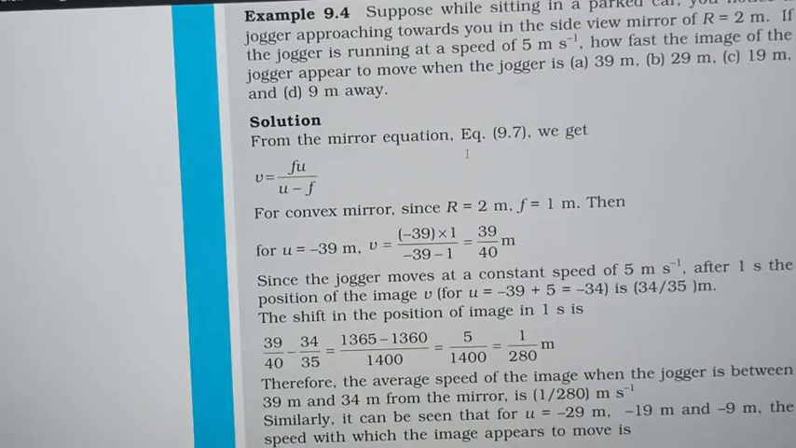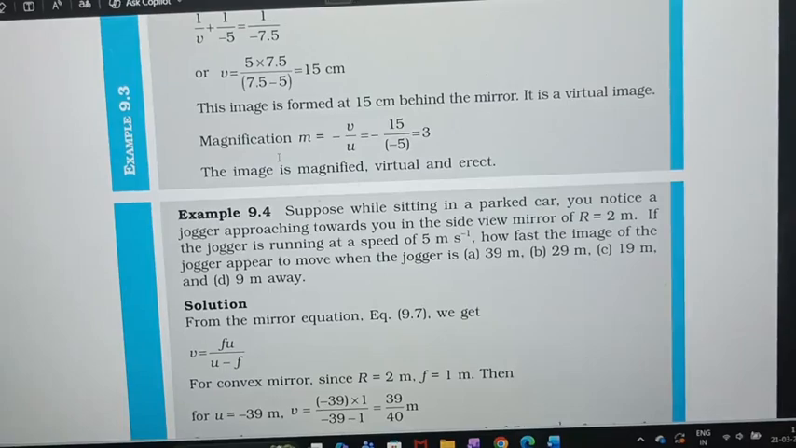Now this is an important question. Suppose while sitting in a parked car, you notice a jogger approaching towards you in the side view mirror. Now they directly didn't mention which mirror, but we have to understand that a side view mirror is a convex mirror. Because if you're sitting in a car and there is a mirror, if it is a concave mirror, you would see inverted images, because in most of the scenarios in a concave mirror, inverted images are formed, but you don't see people running behind you and cars coming behind you inverted.